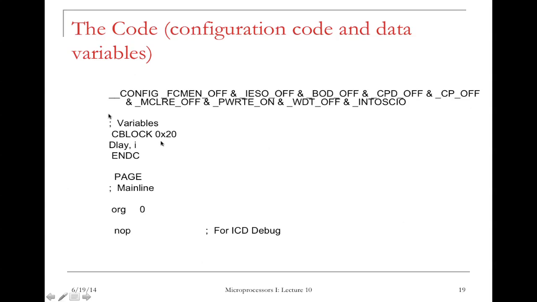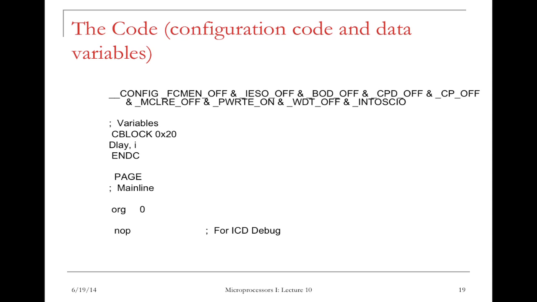Okay, now we're going to declare two variables. One is called delay, and the other variable is called I. Delay is going to be stored at address 20, and I is going to be at 21 hexadecimal. Okay, ignore the page. ORG 0. ORG is for origin 0. This is to say, the next line, which is typically an instruction, will be put at address 0 in program memory.